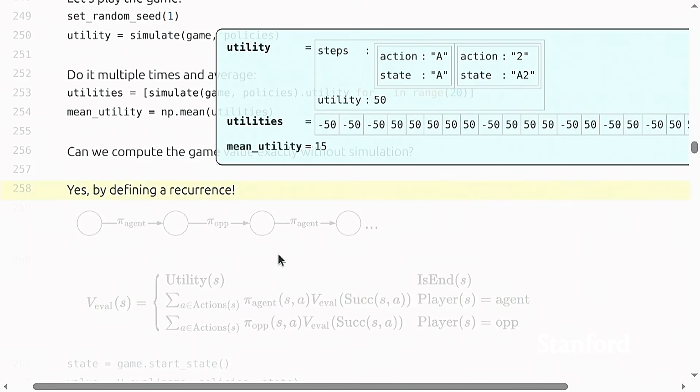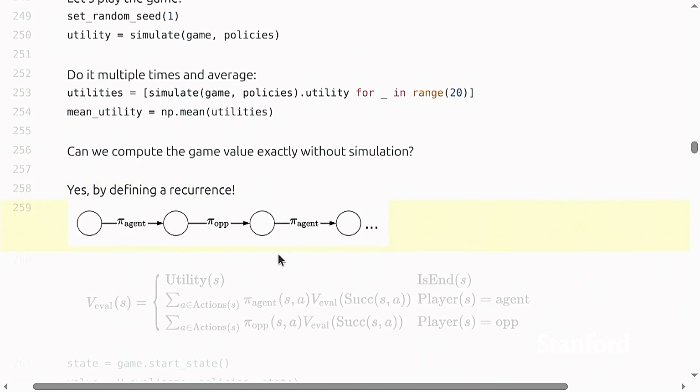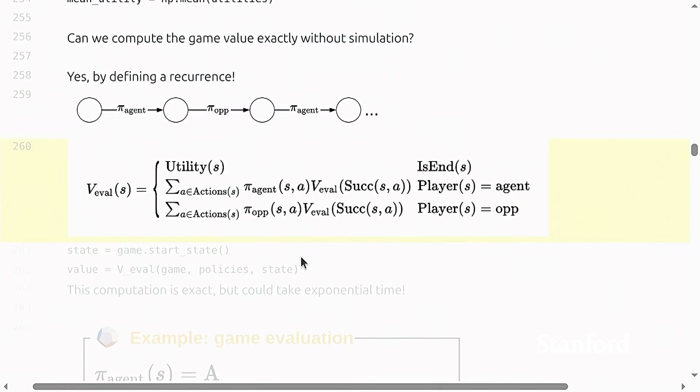The answer should hopefully be yes, because we can just define a recurrence to do this. I'm going to use this picture to be a pictorial representation of what the recurrence is doing. Schematically, it represents that at a particular state, the agent is going to move, and then the opponent's going to move, and then the agent's going to move, and so on. And we're going to see variants of this. So given that, I can just define the recurrence as follows. V eval of s is going to be the game value at state s, with respect to the policies pi agent and pi op.